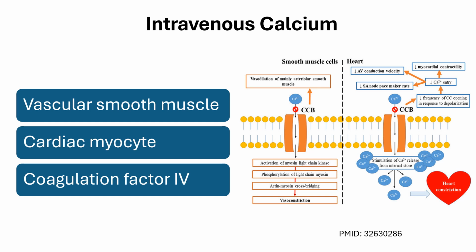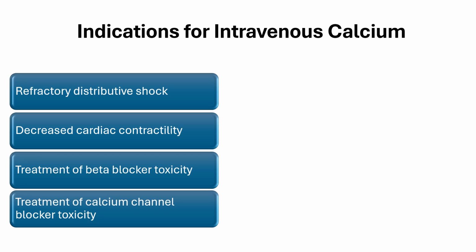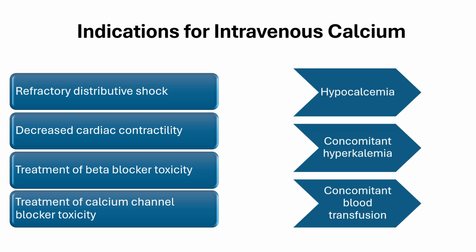On the right side of the screen, you see the biochemical pathways through which calcium exerts its effect on the vascular smooth muscle tone and the cardiac contractility. Some of the indications for IV calcium administration include refractory distributive shock, decreased cardiac contractility, beta blocker, and calcium channel blocker toxicity. Consider giving calcium especially if your patient is hypocalcemic, has concomitant hyperkalemia, or is receiving blood product transfusion.